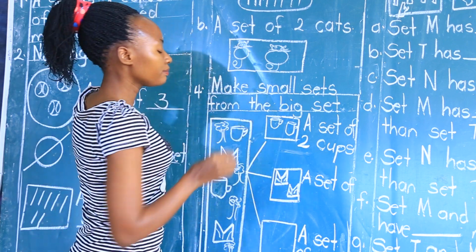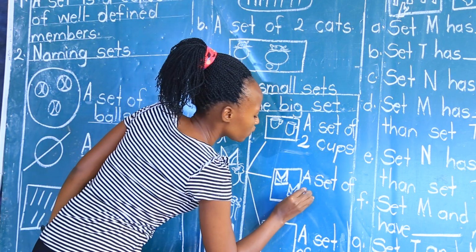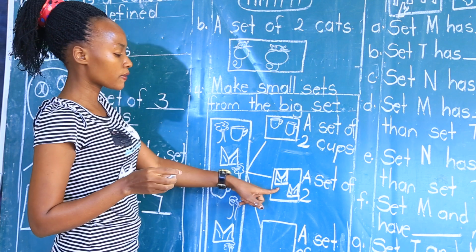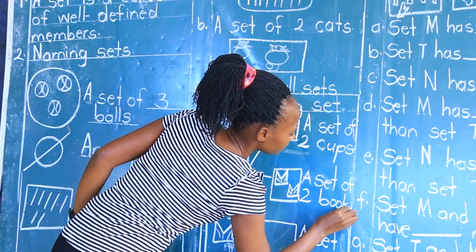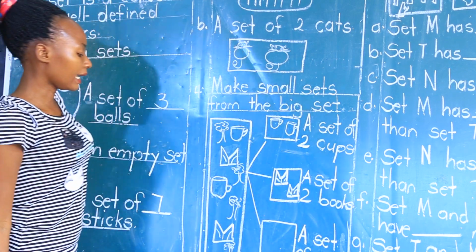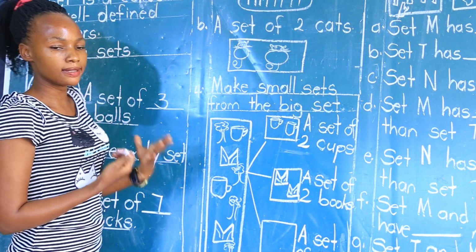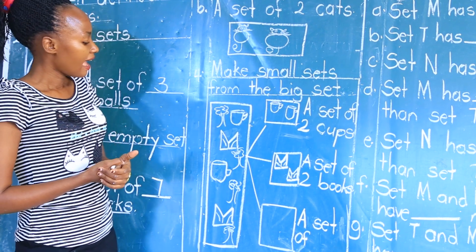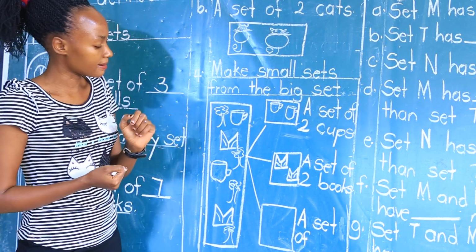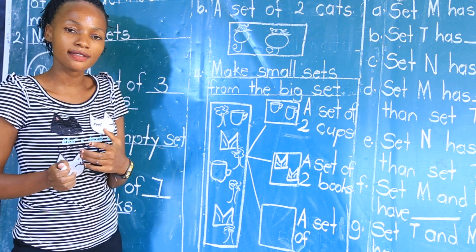After drawing them, here is a set of 2 books. Then you write the word books there. Okay, then what else can you see from the mother set or from the big set? I can see trees. And how many trees can you see?